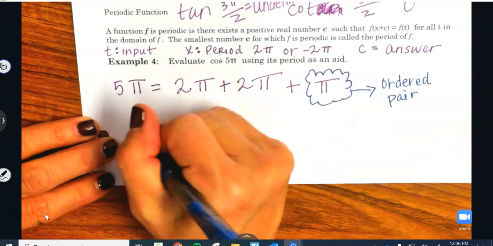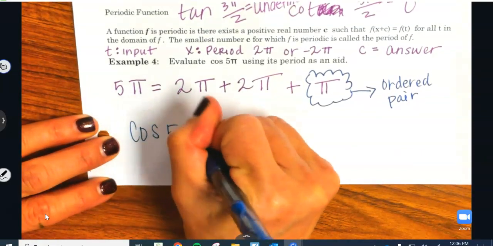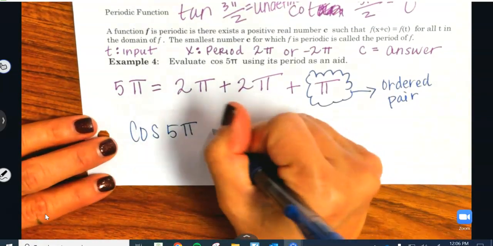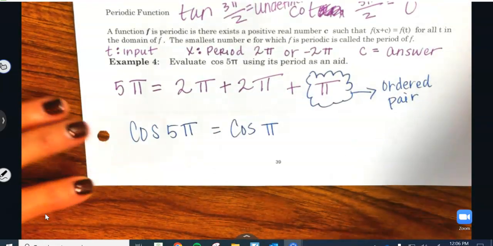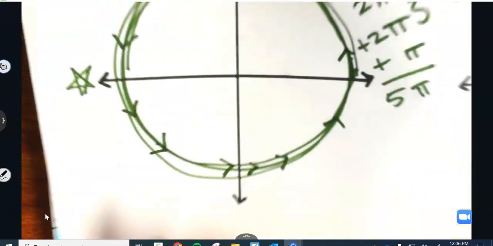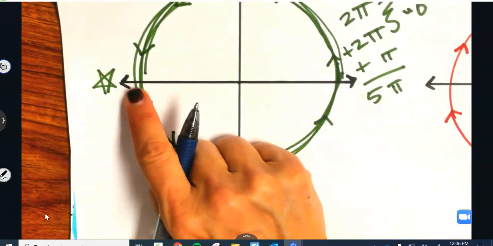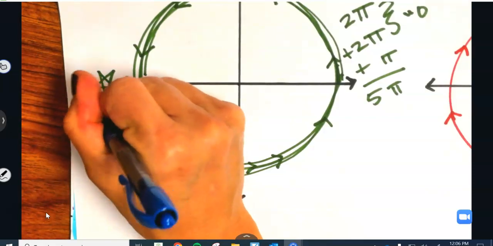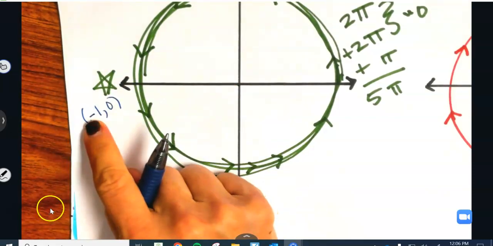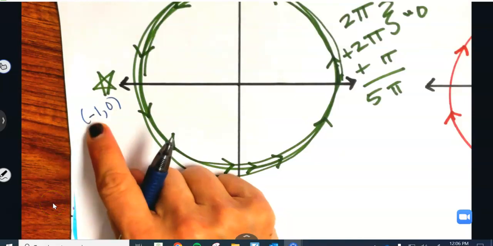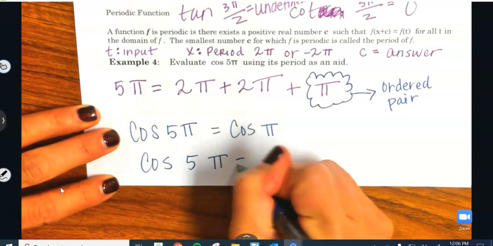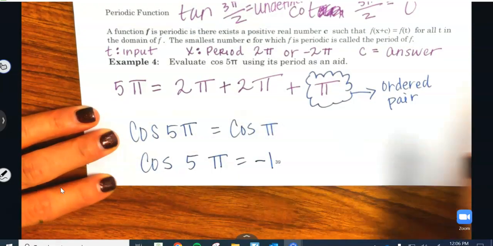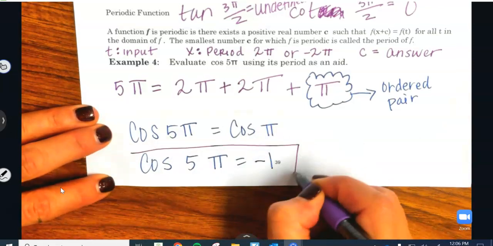So if we want cosine of 5 pi, it is going to be the same exact value as cosine of plain pi. They're on the same exact spot on the coordinate grid. And remember, over here to the left side, this is (-1, 0). This is cosine, and that's sine. So cosine of 5 pi is just the x coordinate. It's just -1. That's going to be the answer.